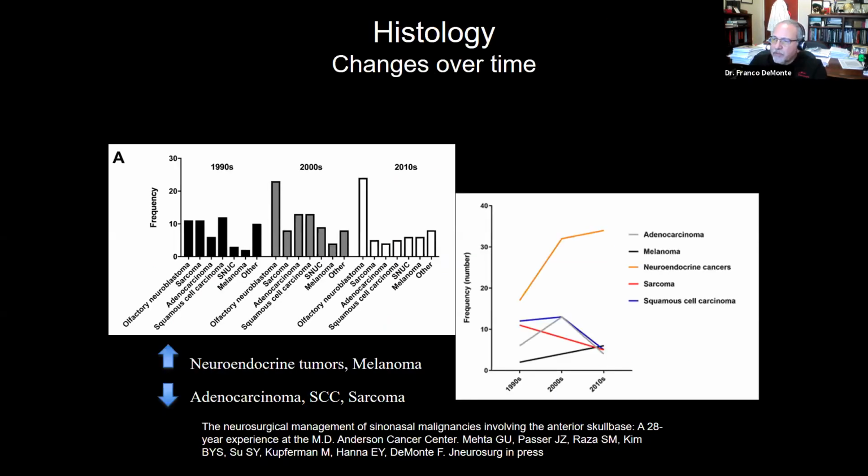Over the 30 years, things have changed somewhat in our practice, and I don't know why specifically, but we have seen a trend of an increased number of patients with neuroendocrine tumors, such as neuroendocrine carcinoma, sinonasal undifferentiated carcinoma, and olfactory neuroblastoma, as well as patients with melanoma. But we've seen a reduction in patients with adenocarcinoma, squamous cell carcinoma, and the sarcomas.